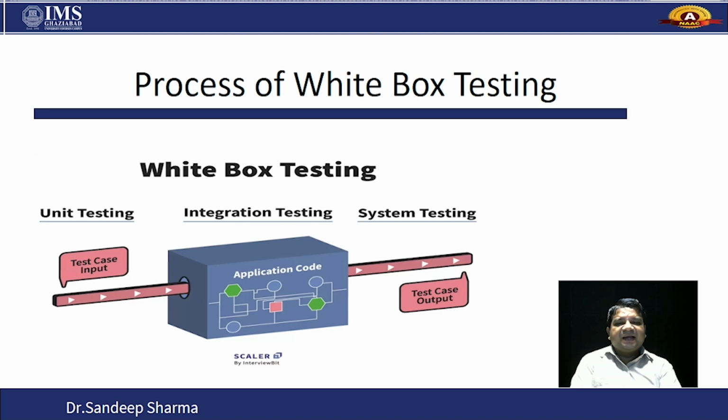Now, in this diagram, you can see how the processing of the white box testing is done. It consists of three parts, that is unit testing, integration testing, and system testing. In unit testing, each module which is designed is tested individually by the developer, and in integration testing, all these unit tested modules are compiled together and tested. In system testing, for each input, the output is tested.